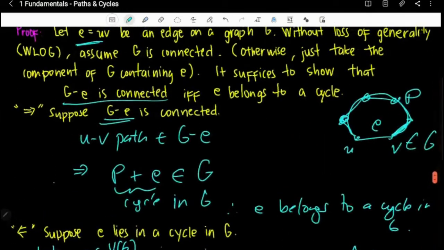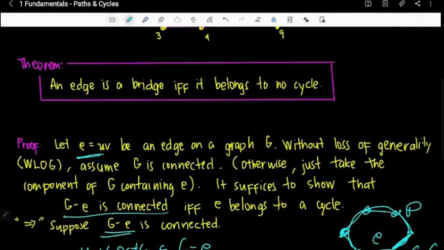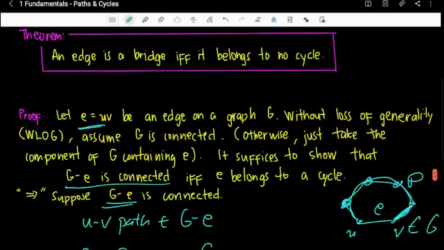So nakita natin na yung G minus E connected will imply E is in a cycle. Pag yung E is in a cycle, it would imply G minus E is connected. So that means, once yung E ay wala sa cycle at dinilit mo siya, madi-disconnect mo yung graph. Kasi para hindi siya ma-disconnect, kailangan nasa cycle siya. Pag wala siya sa cycle, madi-disconnect siya. Okay? So, yun yung napatunayan natin.